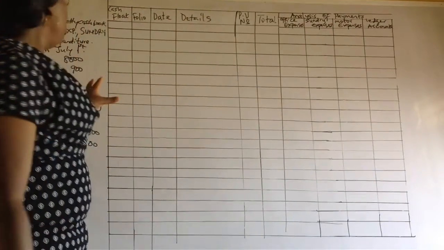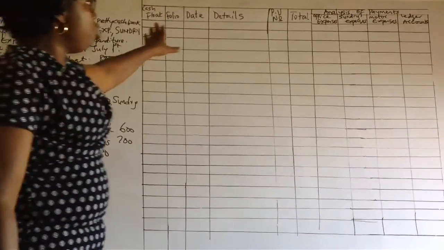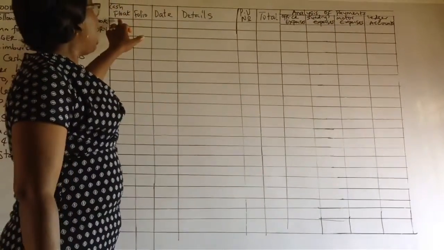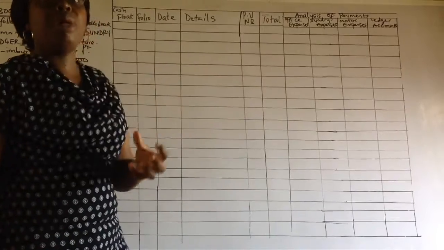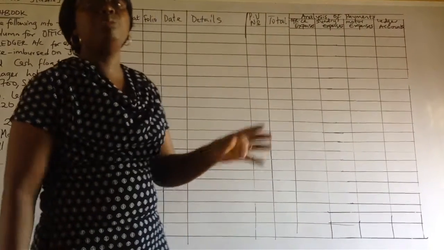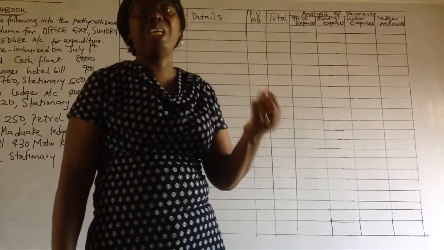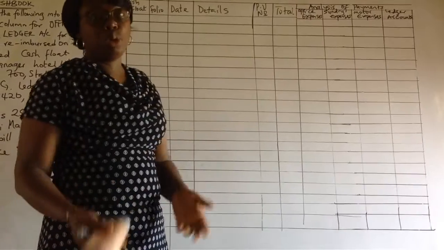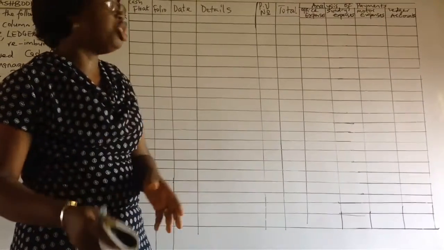This is how it is done. This is how it's ruled. This is the ruling for your petty cash book. You have the cash float. That's the amount that the main cashier gives to the petty cashier for him to be able to run these little or petty expenses. You have the folio column. We already know that the folio column is the column for page number.